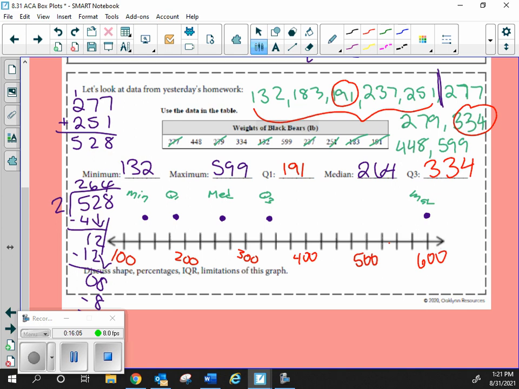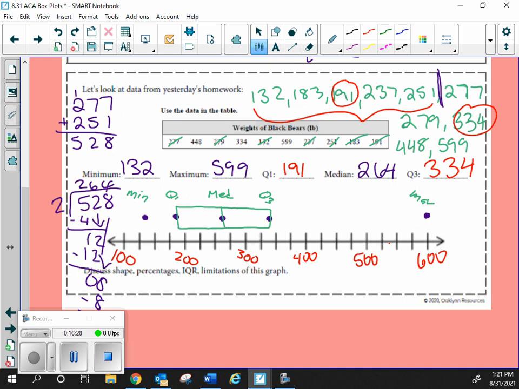Okay? So, I have found those 5 points, and I plotted those 5 points. I'm going to put a box around my middle 50, or my quartiles. Okay? So, that's going to go from Q1 to Q3. I'm putting a box around Q1 to Q3. At the median, I'm going to put a line through it.